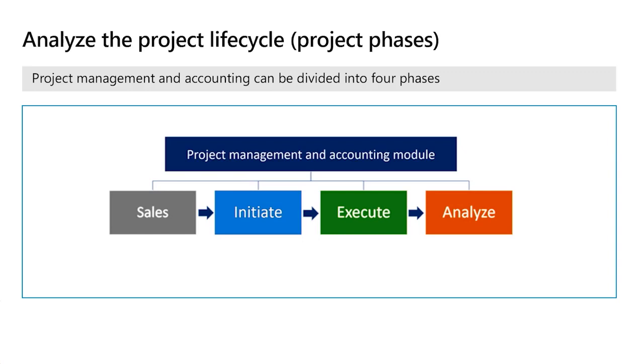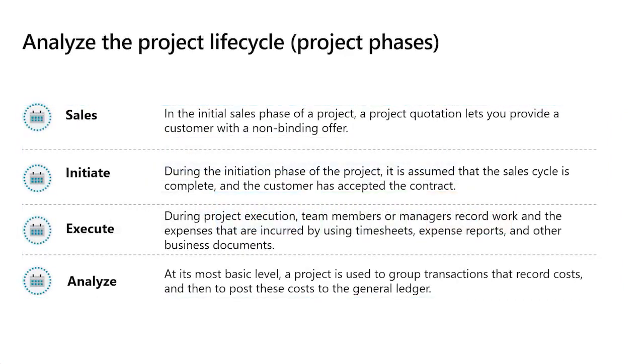And as you can guess by now, based off of some of the other life cycles and processes we've looked at in this virtual training, they may vary slightly from industry to industry. But really, as a whole, we can break down the life cycle for projects into four different phases. You have the sales phase, the initiation phase, the execution phase, and the analysis phase. So let's start with the first phase, sales.